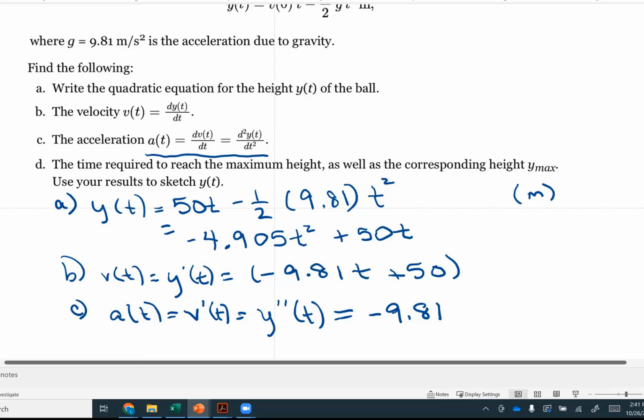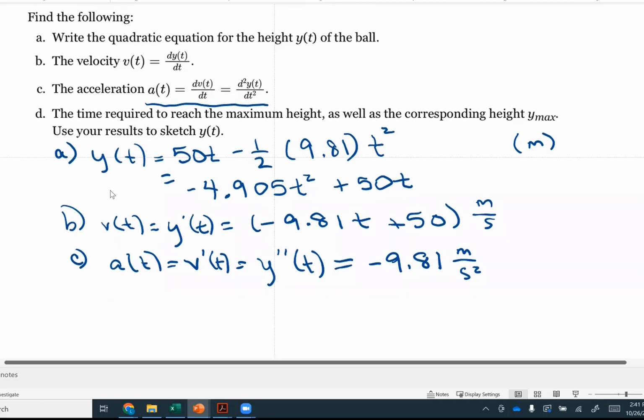All this is really telling me is that my acceleration has only to do with gravity. That's the only thing that is happening here, because negative 9.81 meters per second squared is gravity. That was easy. That was easier than the last worksheet. D, the time required to reach the maximum height, as well as the corresponding height, y max.